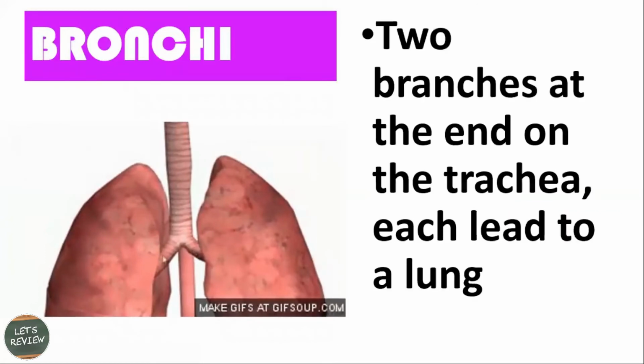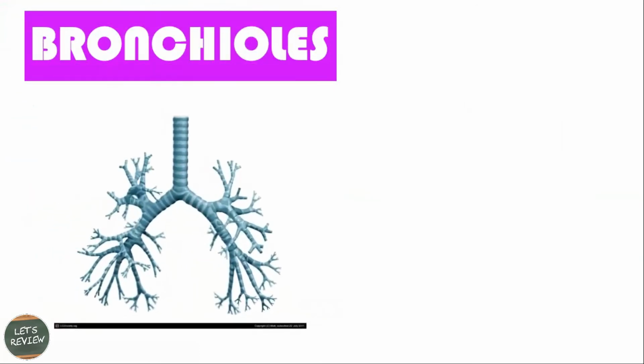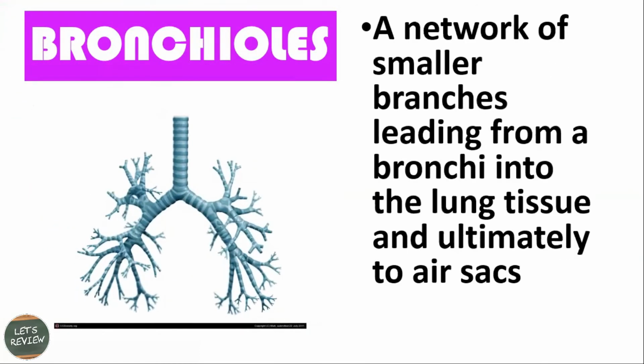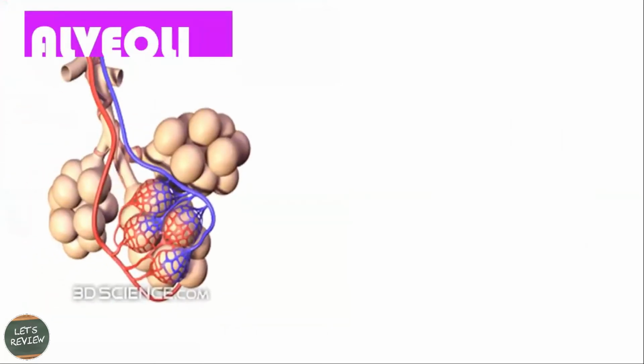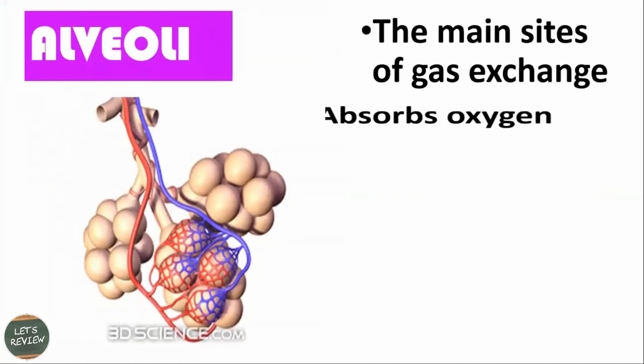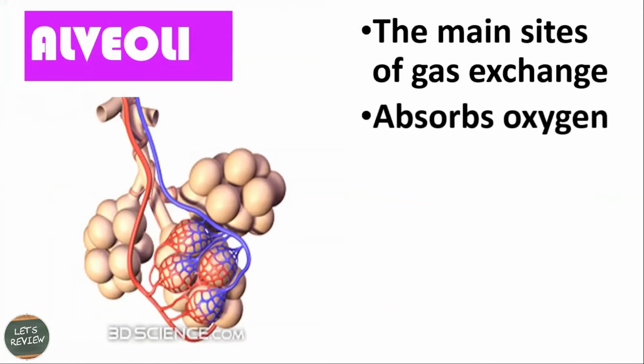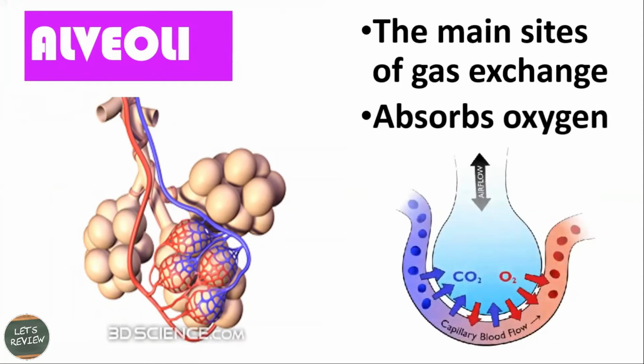followed by the bronchi. These are the two branches at the end of the trachea, each leading to a lung. Next are the bronchioles. It is the network of smaller branches leading from a bronchus into the lung tissue and ultimately to the air sacs. The alveoli is the main site of gas exchange. It absorbs oxygen like this.